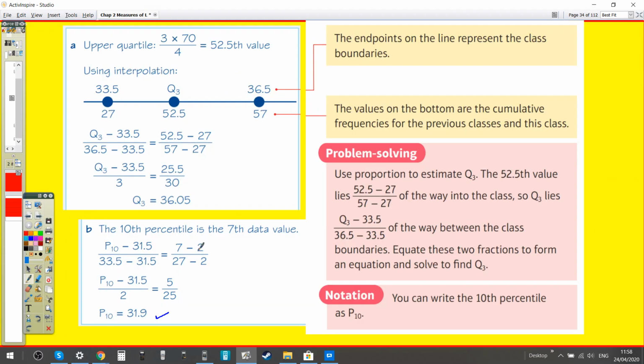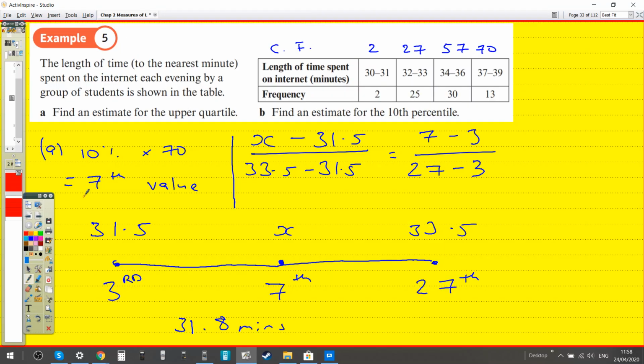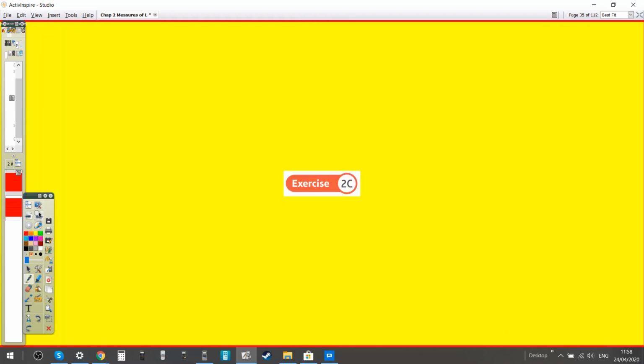27 minus 2. Why did they do 2 instead of the third person? The seventh value. Why did they do 2? Let me just see. Did they explain that? Why did they do 2 instead of 3? This one is matching up that way. Oh, we'll see. Okay, any questions about that? No. That's weird. I'll have to think on that one.